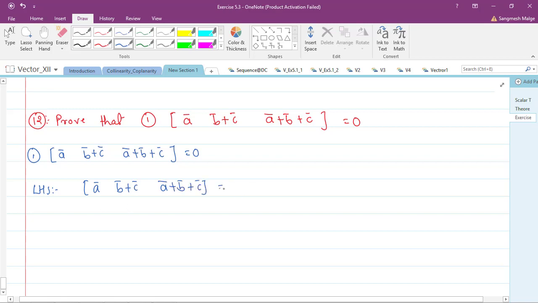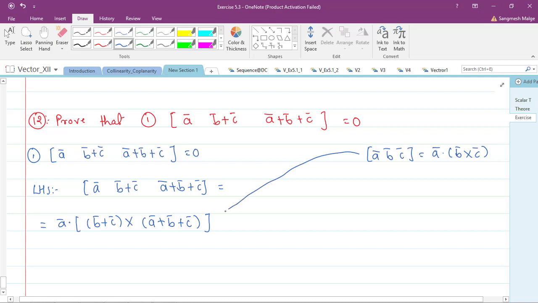So how can you write the box product? If you have a bar, b bar, c bar, this is nothing but a bar dot b bar cross c bar. Is this okay? So let's write it in the same way. This is equal to a bar dot, b bar plus c bar cross a bar plus b bar plus c bar.